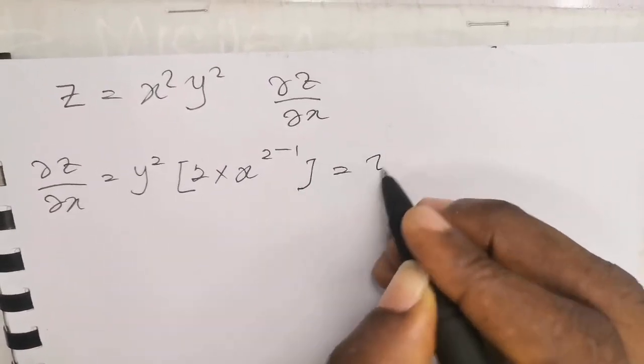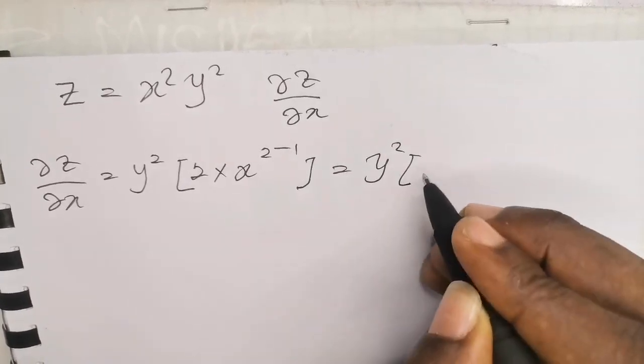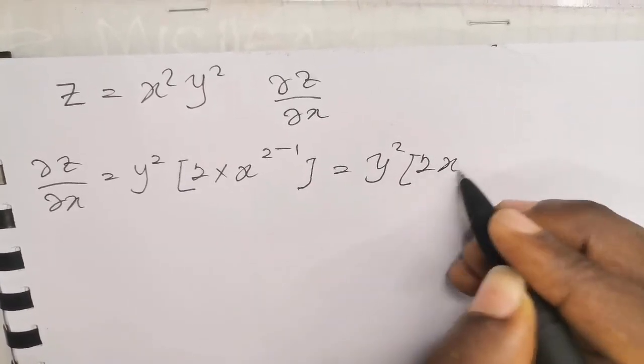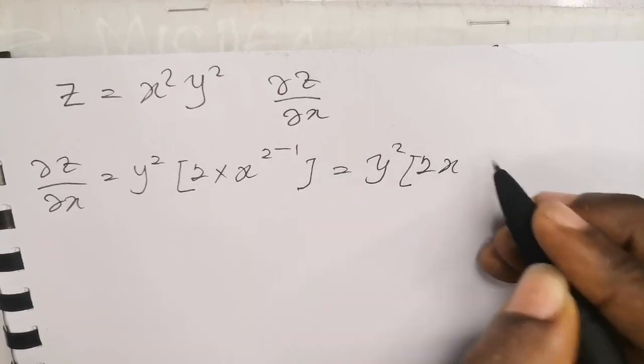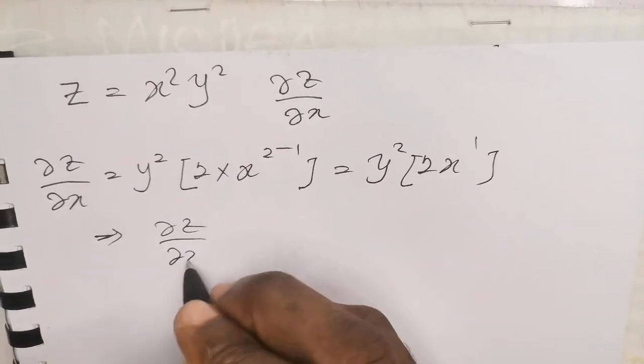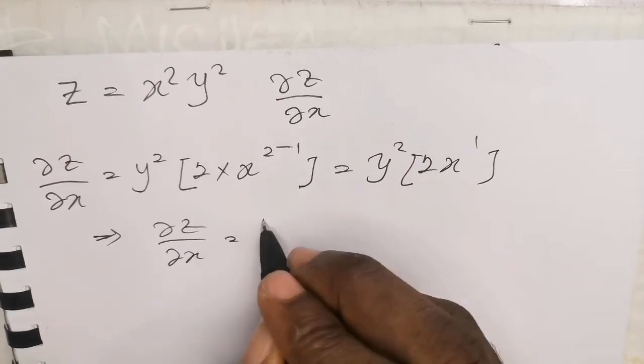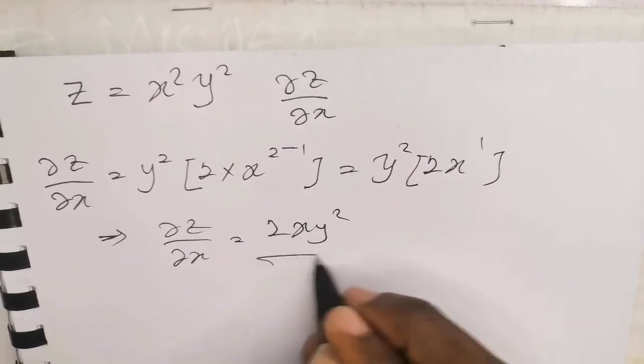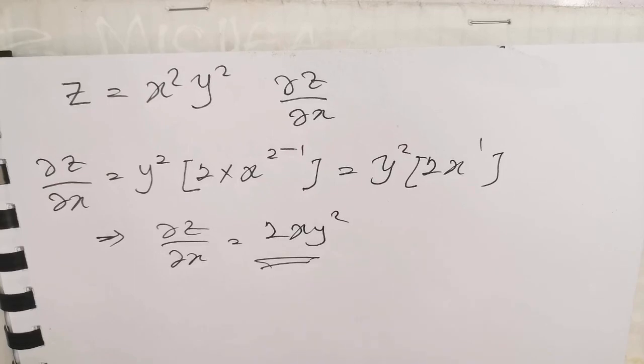So this is actually y squared times, this gives you 2x to the power, here we have 2 minus 1, which is what? 1. And it's as simple as this. The partial derivative of z with respect to x is given as what? 2xy squared, which is the same answer as what we obtained when we employed the product rule.